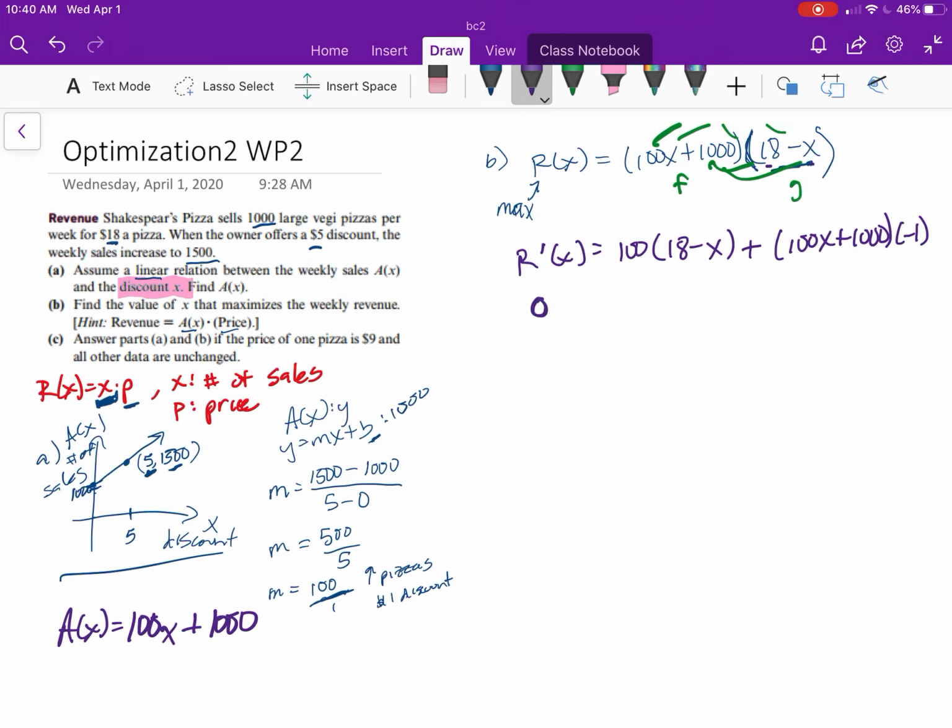So now we set the derivative equal to 0. I think we're going to have to distribute now. So 1800 minus 100x minus 100x minus 1,000. So combine these and we'll bring it to the other side. That'd be -200x, so add it. 200x equals 1,800 minus 1,000, which is 800. X is 4. Remember, x stands for the discount, so $4 discount.